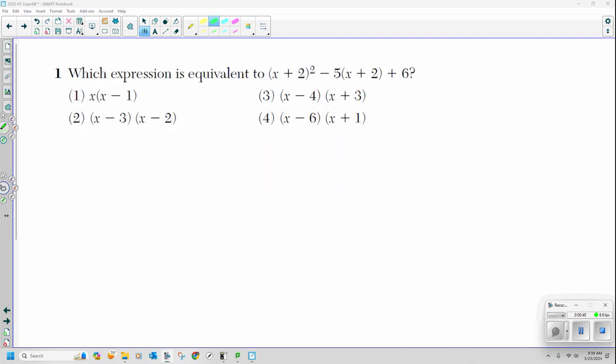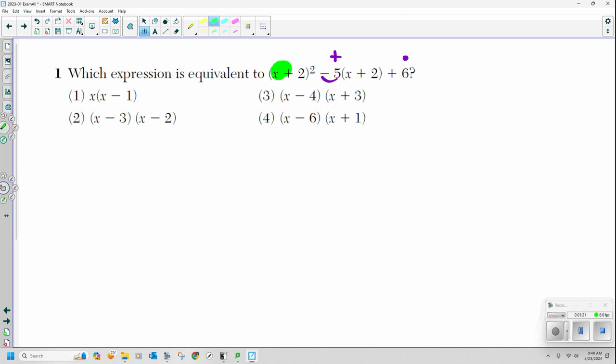Problem number 1. Which expression is equivalent to (x plus 2) squared minus 5 times (x plus 2) plus 6? This is just a basic factoring problem. Sum product: I need 2 things that add to negative 5 and multiply to 6. Now, you might be saying to yourself, Visca, this does not look like it at all. And I can't stand when they do this, but they do it.